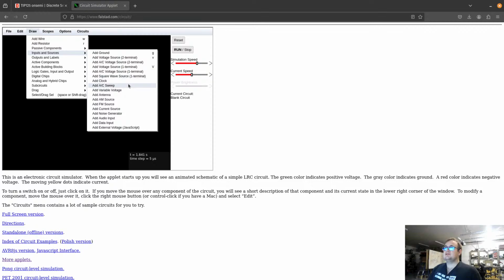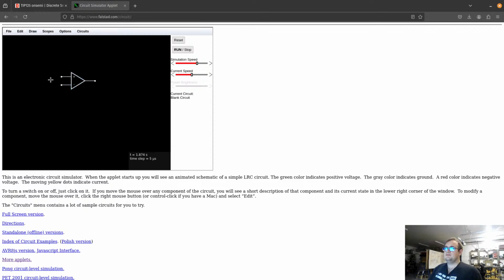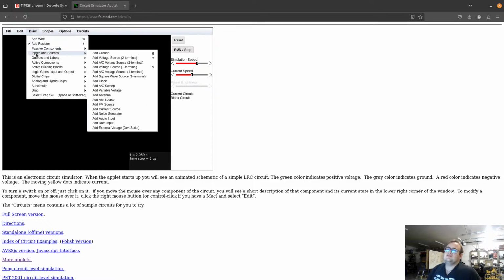So now we will put in input source, voltage source. I'm going to put a 1-terminal voltage source in. Then draw, we'll add the resistors. It has one resistor there. Has a resistor here. And then it has another resistor here. And then it has its ground.